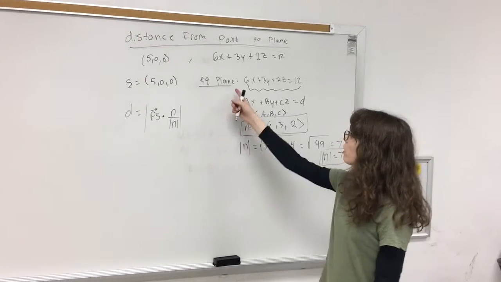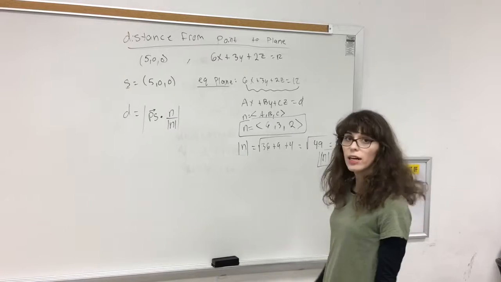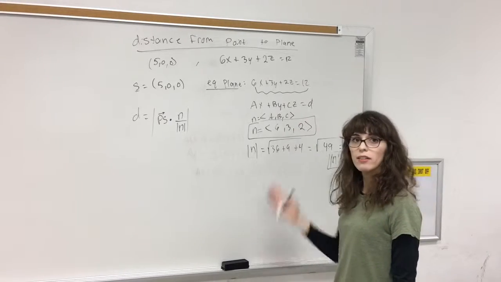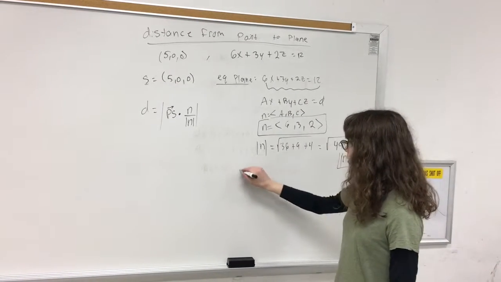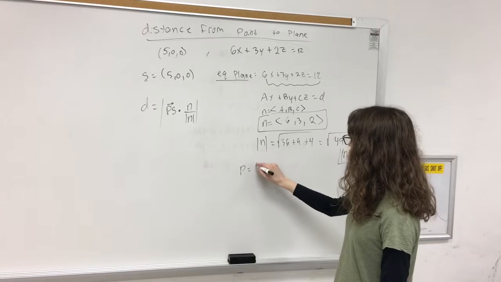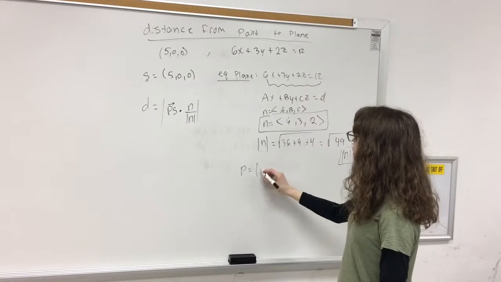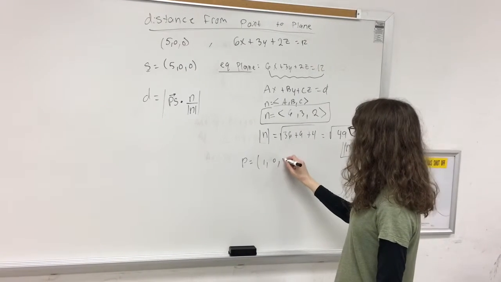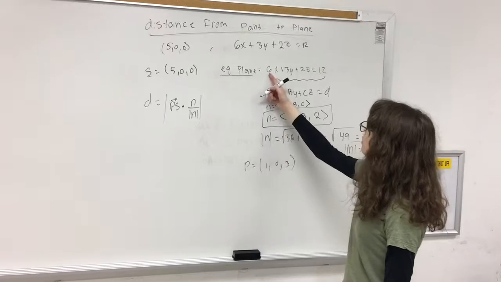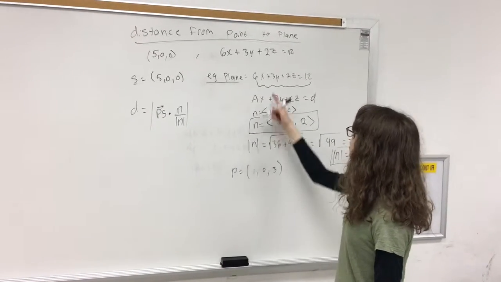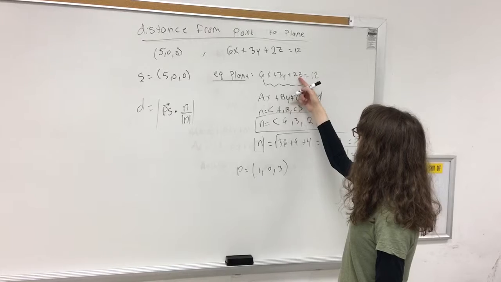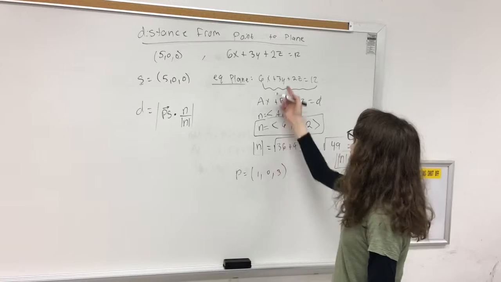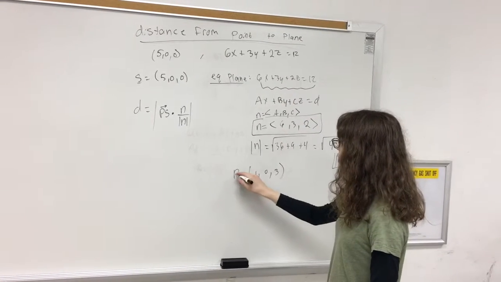Where P is a point on the plane, let's find a point on the plane. So what values of x, y, and z make this equal to 12? We need a point on this plane, and we can say that point is 1, 0, and 3, it looks like. If we had 1, 0, 3, we'd have 6 times 1, which is 6, plus 0, plus 2 times 3, which is 6, and that would equal 12, so this would be on the plane. Yeah, on the plane. This is the plane equation, not the line.